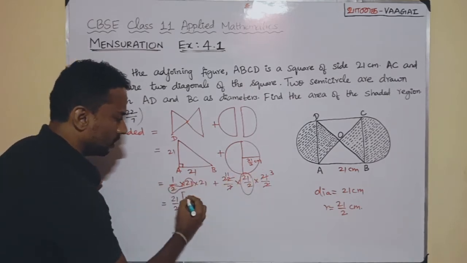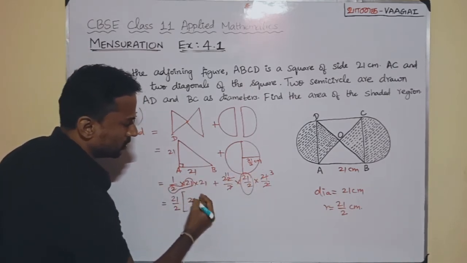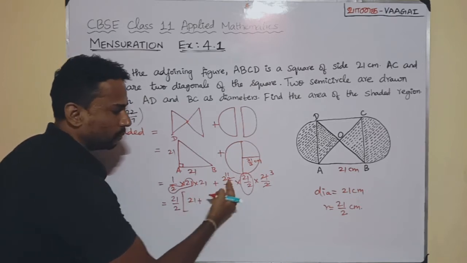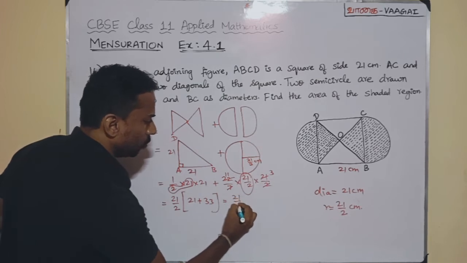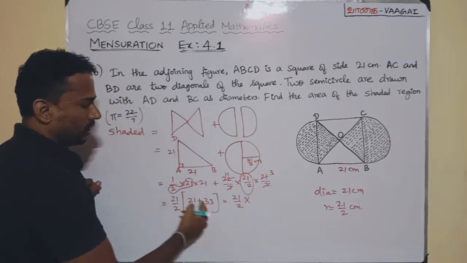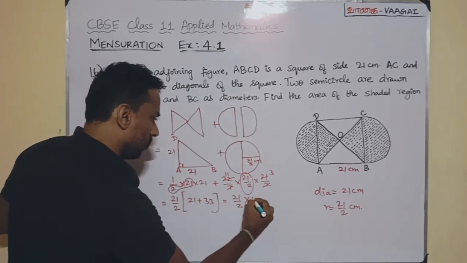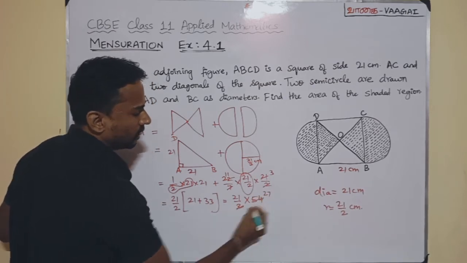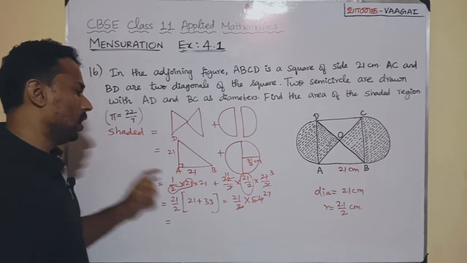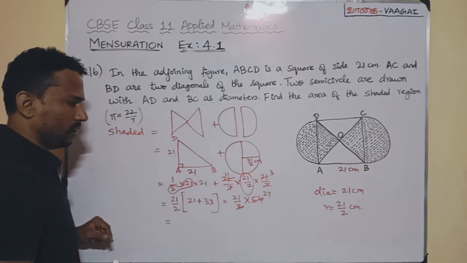So inside I will have 21 plus, here 21 alone will be left, 21 plus, here 11 3s are 33. So that means I will have 21 by 2 multiplied by, now what about 21 plus 33? This will be 54. Now once again I can cut this 2 and 54 for 27 times. So this will finally give you what? 21 into 27.